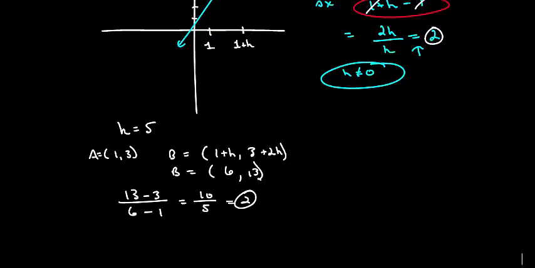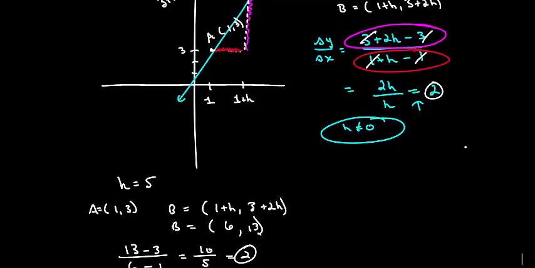So why don't you go ahead and take a second, pick an h value, anything you want, and then see if you can find the slope, and I bet you get a value of 2. Just make sure that you don't pick an h value of 0.